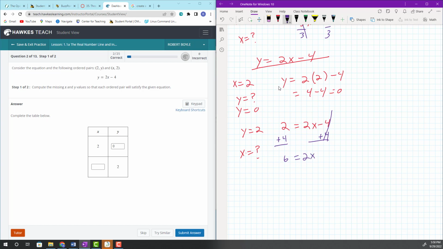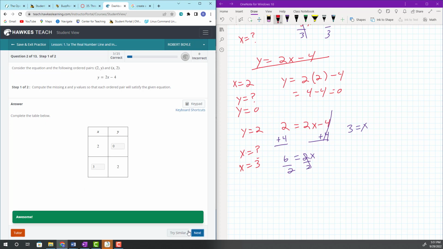And then finally, we can divide both sides by 2. These will cancel. 6 divided by 2 is 3. We will have 3 is equal to x. So x happens to be equal to 3, and we could put a 3 in here. And there we go. We are correct. Okay, so that is 2 down.